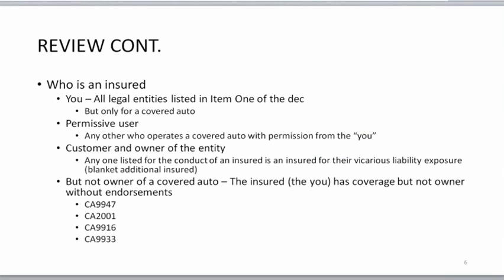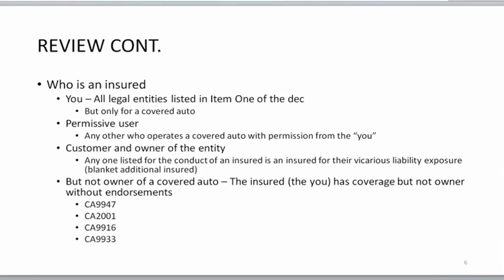We looked at who is an insured. You, that's the legal entity on the deck sheet, any legal entity on the deck sheet, but only for a covered auto. Permissive user, any other person who operates a covered auto with permission from you, the entity, the business listed on the deck sheet. Customers and owners of the entities are already covered because the policy contains in the who's insured provision a blanket additional insured. It states anyone liable for the conduct of an insured is an insured for that vicarious liability exposure. So that is already covered. We don't have to list them. They're automatically covered.